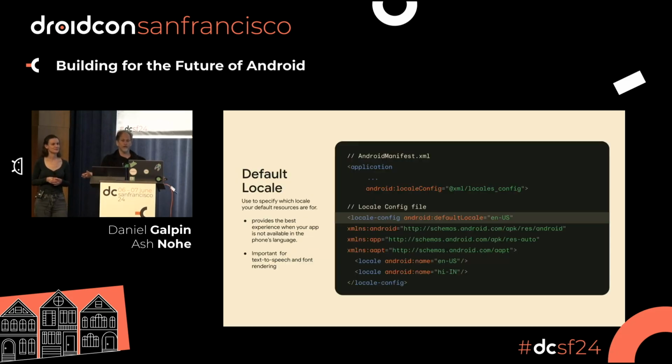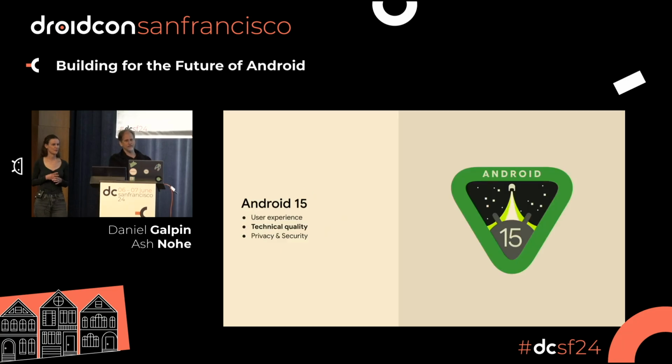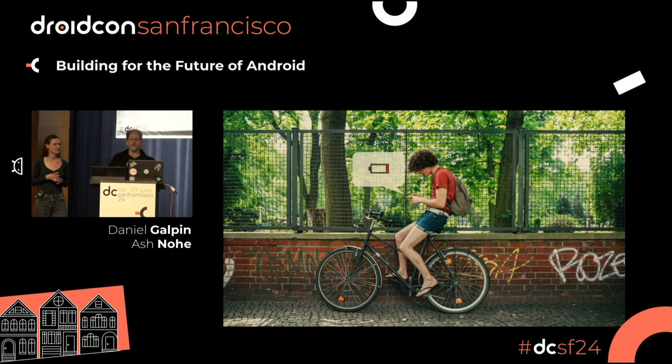And to ensure correct font rendering and text-to-speech, Android 15 supports setting the locale for your default resources. It also improves NFC experiences, supporting one-tap, makes it easier to build font families, and support channel-based notification vibration effects. And that was a lot, but let's go to technical quality.